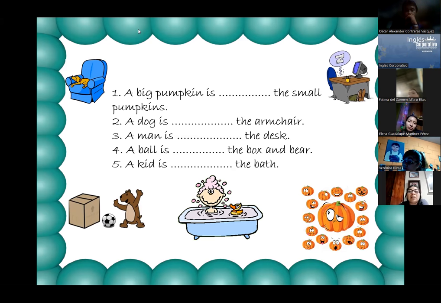Hello, hello. Okay, vamos con el ejercicio. Number one, a big pumpkin is among the small pumpkins. A dog is on the armchair. Okay, number three, a man is under the desk. Under. Okay. A ball is next to the box. A kid is in the bath. Okay, there you have the answers.